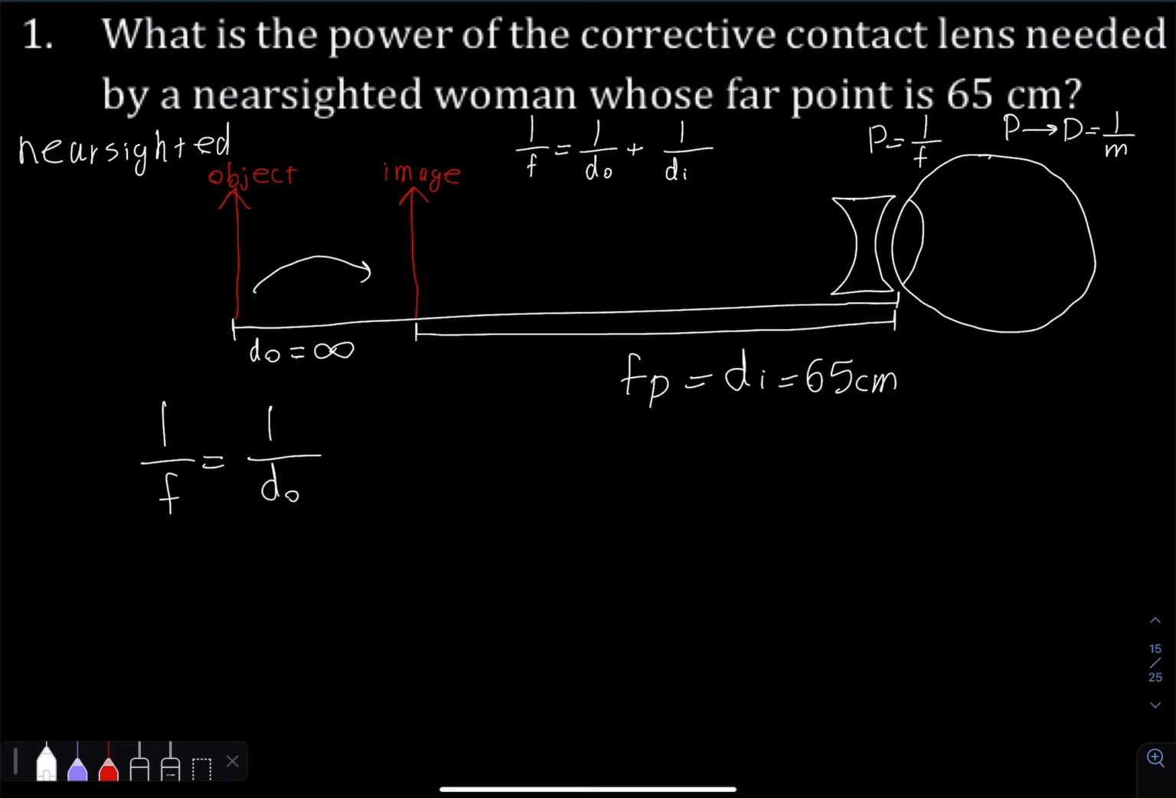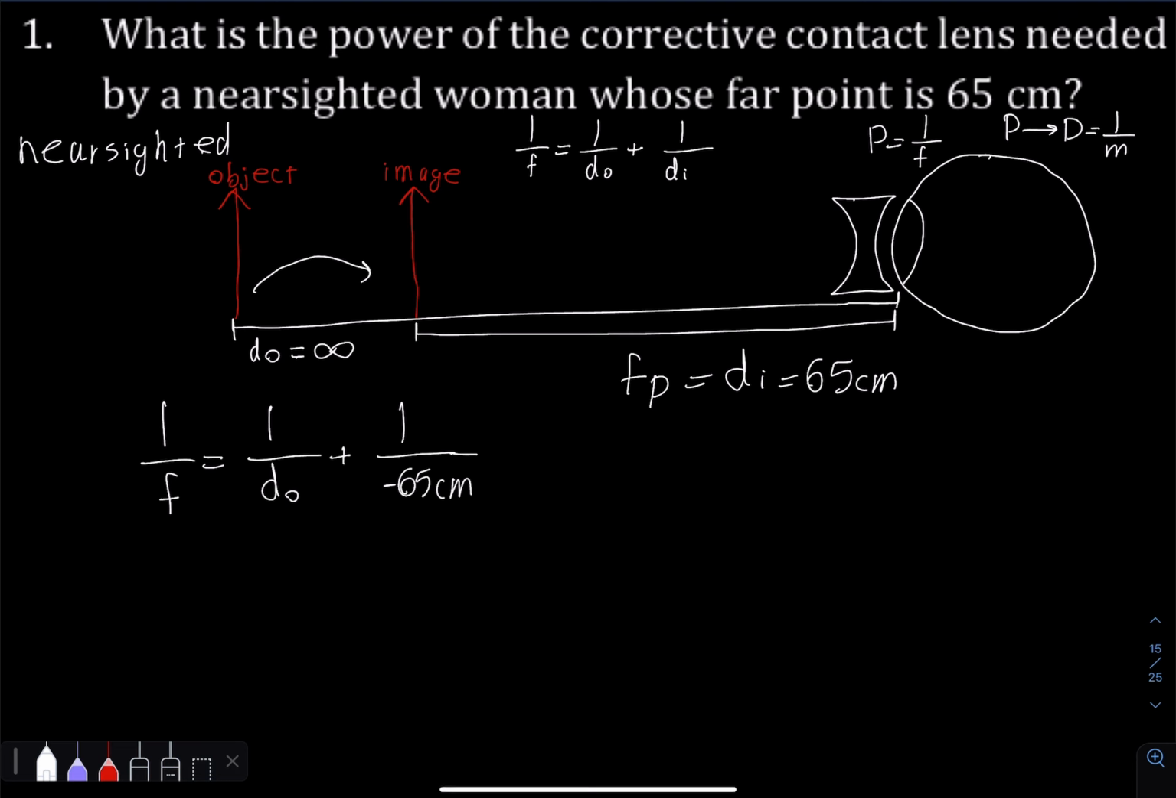Now, there's one important thing that I didn't mention. Notice how this is a diverging lens. Diverging lenses always create virtual images, and virtual images always create images whose distance from the lens is negative. So di for our diverging lens is always going to be negative. So when you plug in this value, 65, please put negative, or else it'll be wrong.